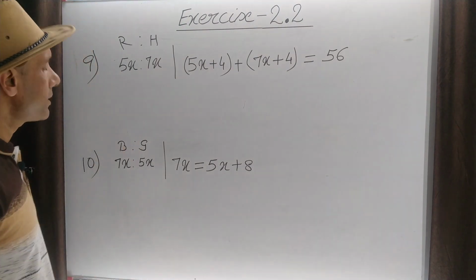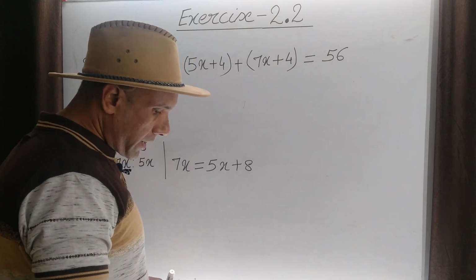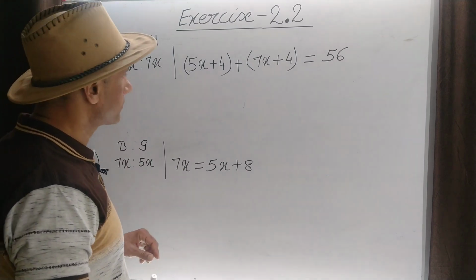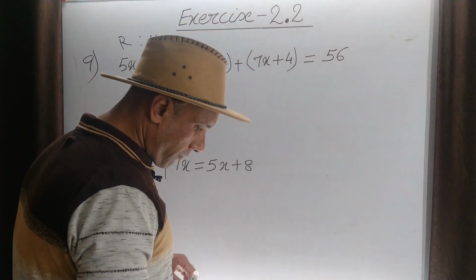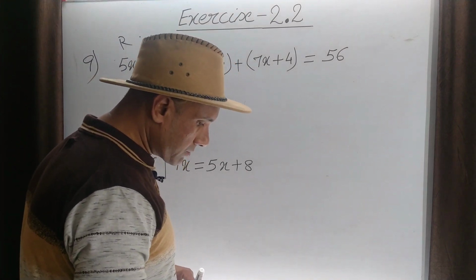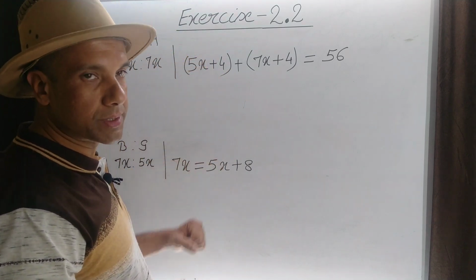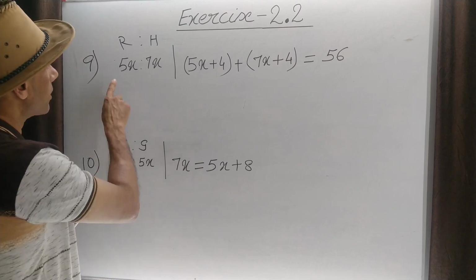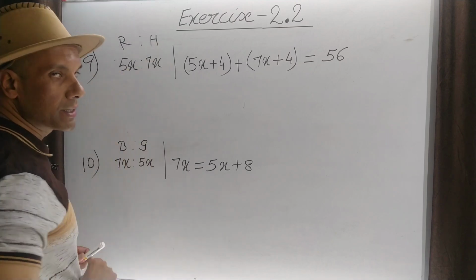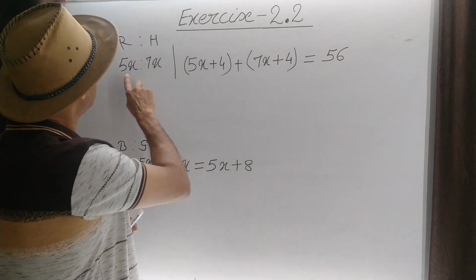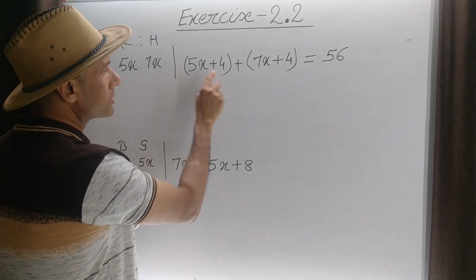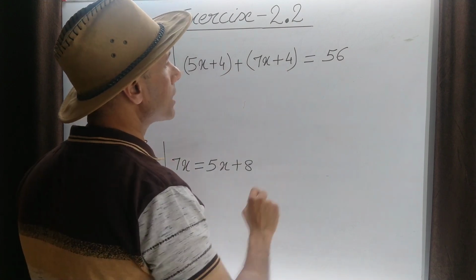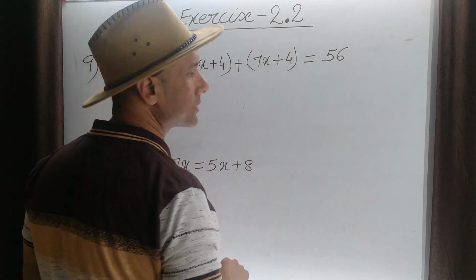Moving on to question number 9. The ages of Rahul and Harun are in ratio 5:7. 4 years later, the sum of their ages will be 56 years. We have to find their present ages. So the common factor will be x. The present age of Rahul will be 5x and that of Harun will be 7x. 4 years later, Rahul's age will be 5x plus 4 years and that of Harun will be 7x plus 4 years, and when they are added we get 56.